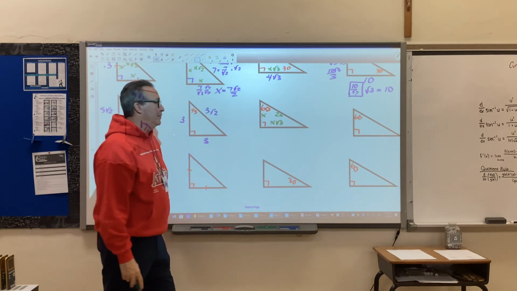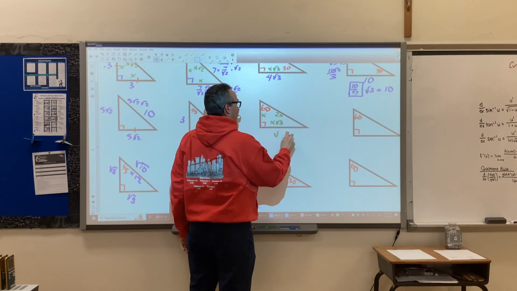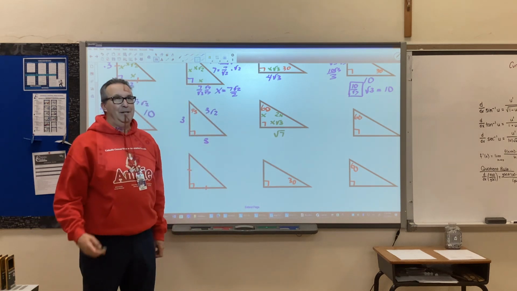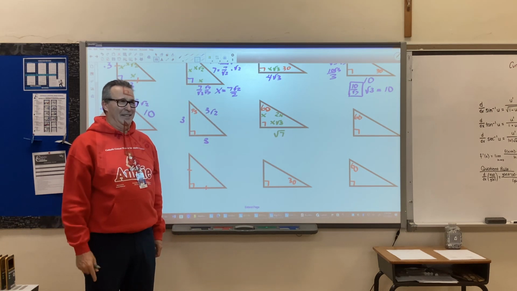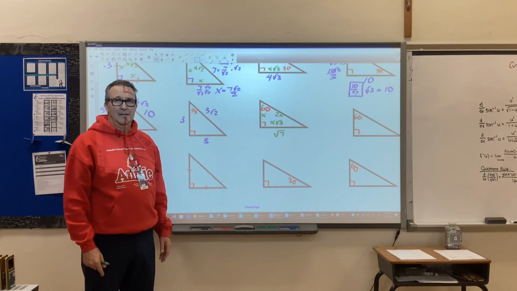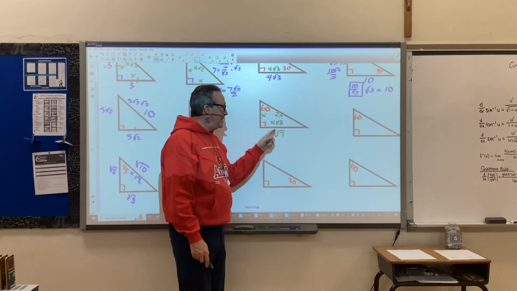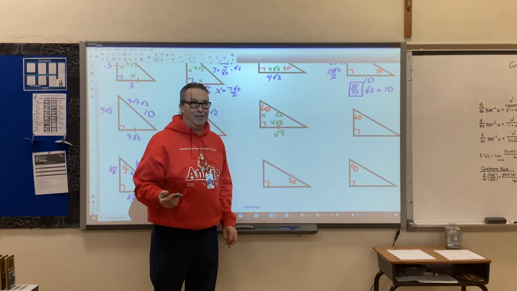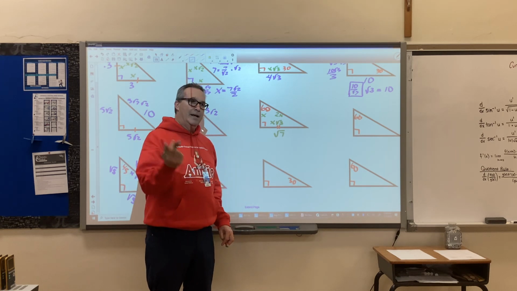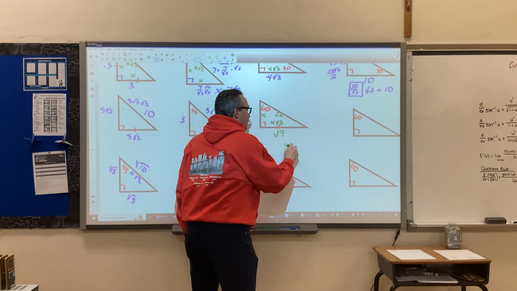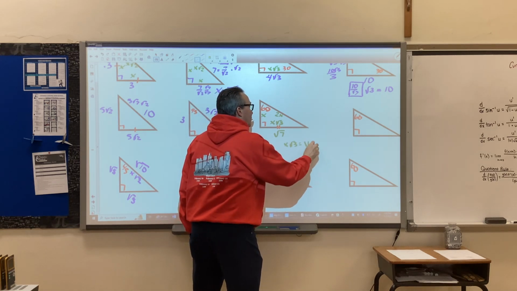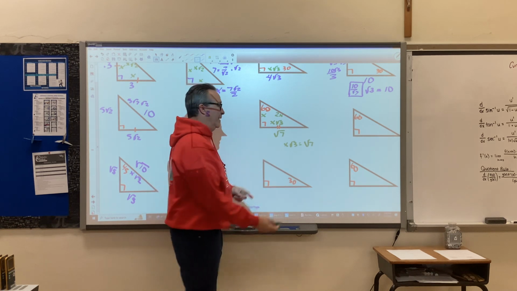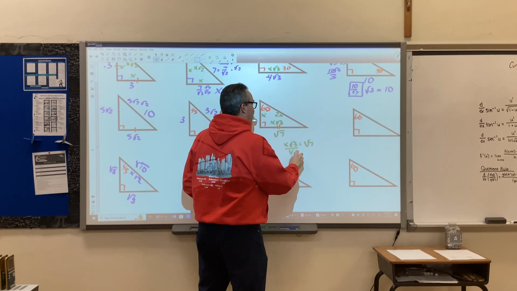Say we get something weird for the third side, like square root of 7. That's weird. Like, what do you multiply by the square root of 3 to get the square root of 7? Oh no. You can still solve, this is an equation. If x radical 3 equals the square root of 7, just write out the equation. x radical 3 equals the square root of 7. How would you solve for x?